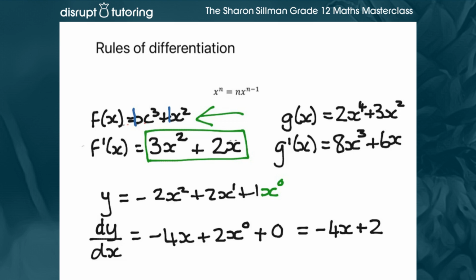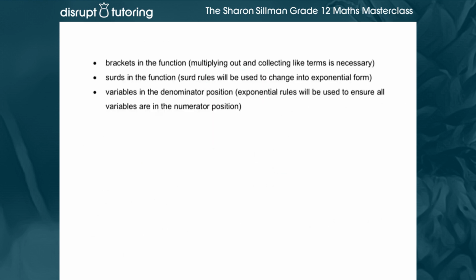But now we're going to have a talk about things you have to look for when you're needing to use this rule. There's certain things that have to happen before you can apply this rule that we've just been doing. So here are the 3 points of what could be a problem before you could work out the rule. If there are brackets in a function, you need to remove them. In other words, you need to multiply out, collect like terms and so on before you can apply the rule. So no brackets in a function, we need to get rid of them.